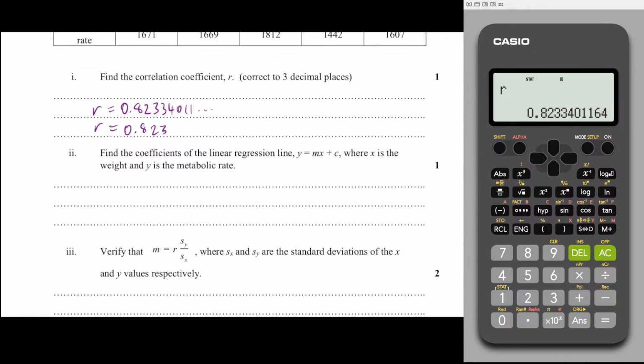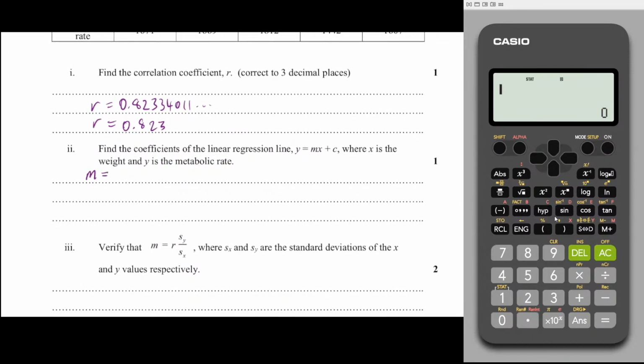Okay, find the coefficients of the linear regression line. y is equal to mx plus c, where x is the weight and y is the metabolic rate. God, I'll get that right eventually. So, we need to know what these values are. So we need an m and we need a c. And again, we're just going to get these from the calculator.